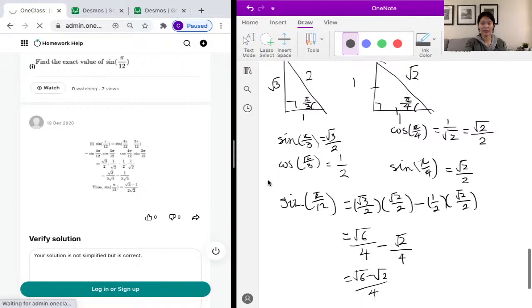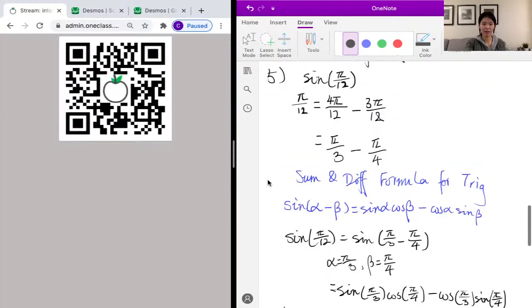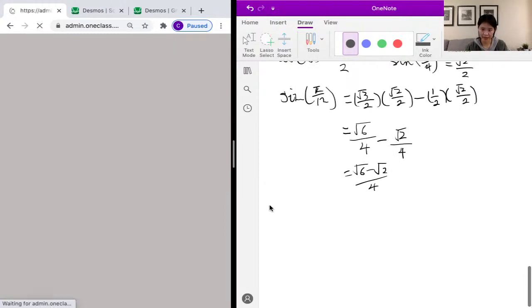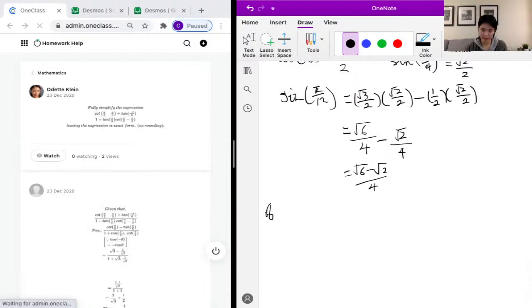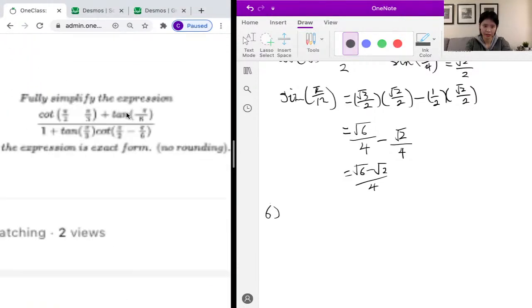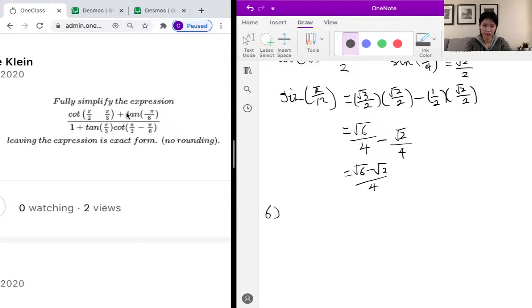Alright, now let's move on to our next problem, which is the 6th problem for today. Okay, let's zoom in a little bit. I can't really see the problem here. Let me see, I think there should be a minus sign.